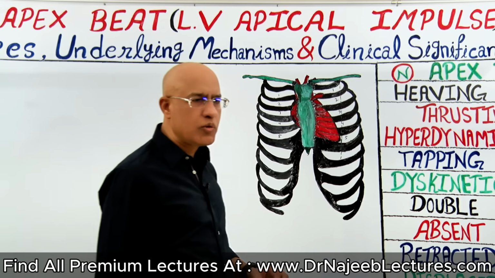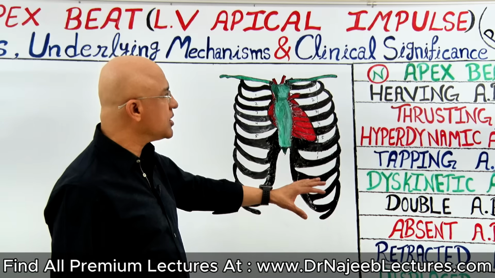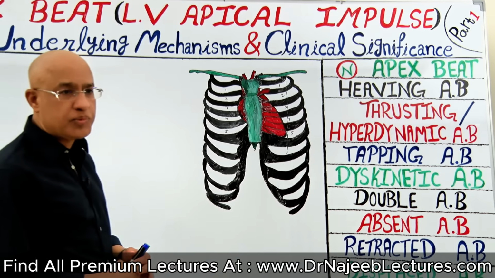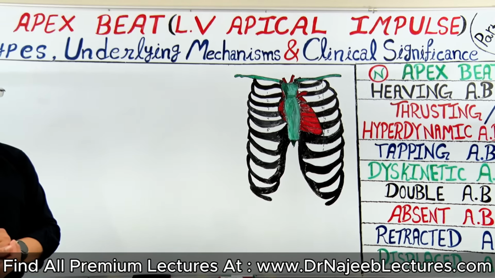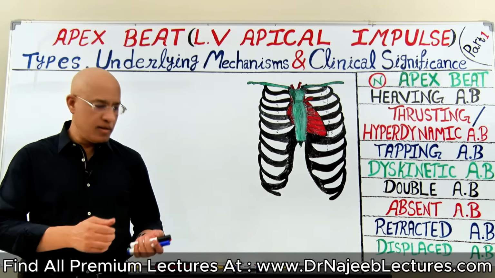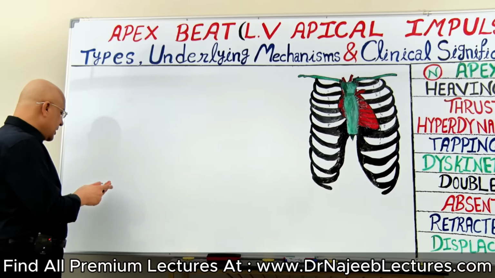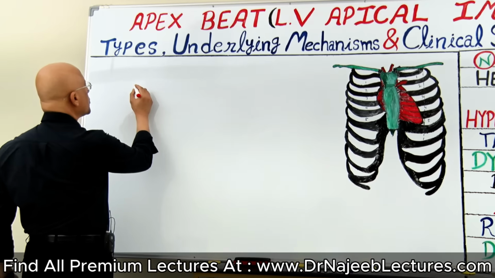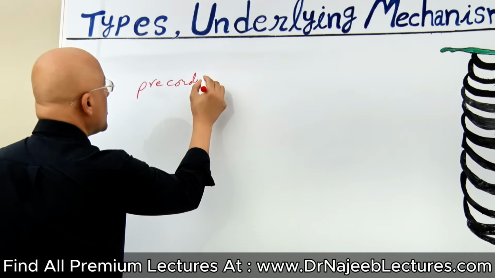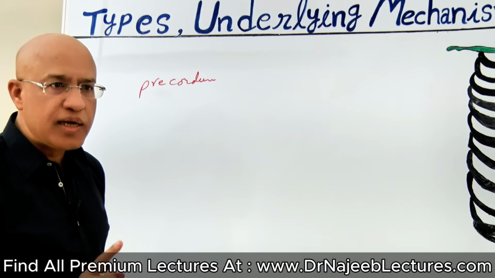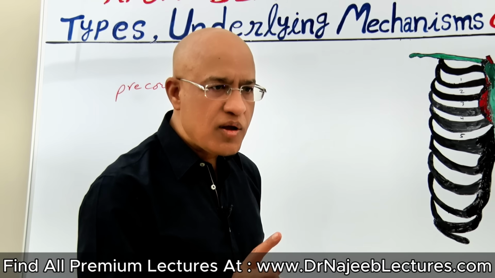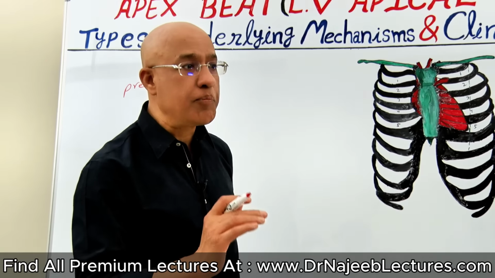But before I go for the abnormal ones, let me discuss normal apex beat. So what is normal apex beat? Normal apex beat is the lowermost and the outermost area of the precordium where a definite cardiac impulse can be inspected or palpated.